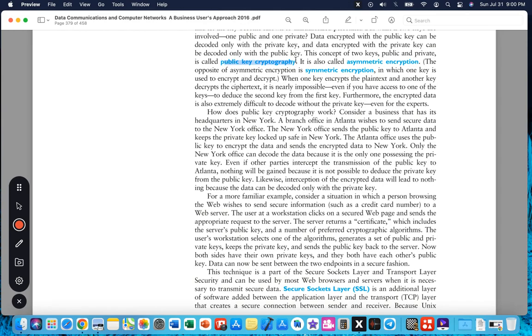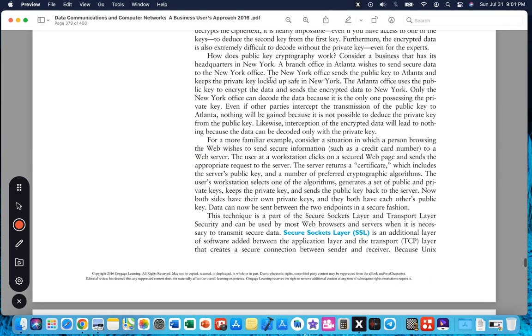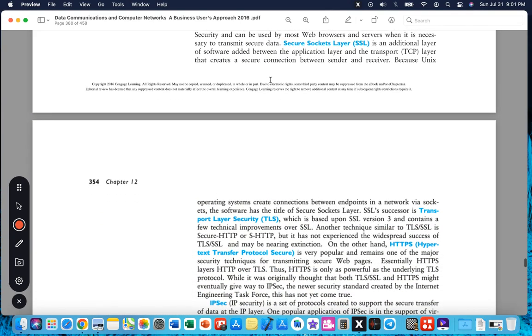Public key cryptography is also called asymmetric encryption. The opposite of asymmetric encryption is symmetric encryption, in which one key is used to encrypt and decrypt. So we either have 2 keys, which we call public and private keys, or we have 1 key, which we call symmetric encryption, where one key is used for both encryption and decryption.